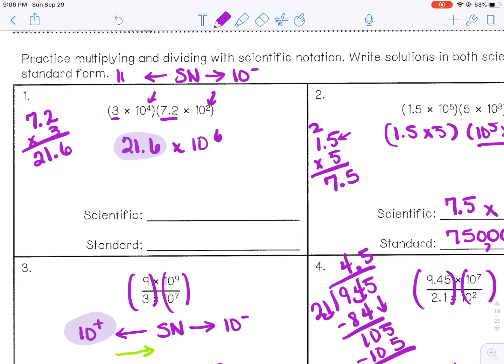Okay, I need to move my decimal between the 2 and the 1. So this is 2.16, and since I moved it to the left, it's going to be 10 to the positive first power. Then I'm going to bring this down right here.